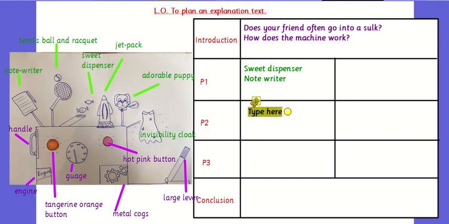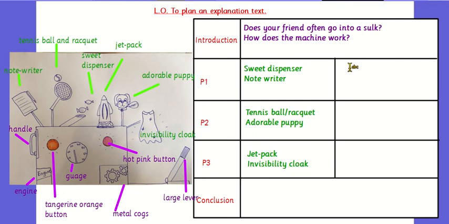In paragraph 2, I am going to talk about the tennis ball and racket and the adorable puppy. And finally, in the 3rd paragraph, and I have saved these till last because I think these are the best features of the friend pleaser machine, I'm going to talk about the jetpack and the invisibility cloak.